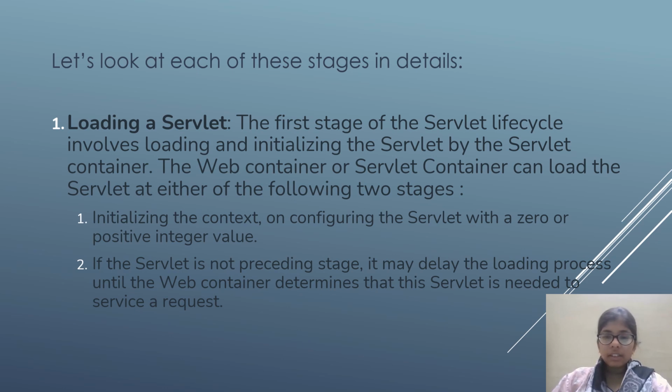The first stage of the servlet life cycle involves loading and instantiating the servlet by the servlet container. The web container or servlet container can load the servlet at either of the following two stages: initializing the context, by configuring the servlet with a zero or positive integer value. If the servlet is not loaded in the preceding stage, it may delay the loading process until the web container determines that this servlet is needed to service a request.